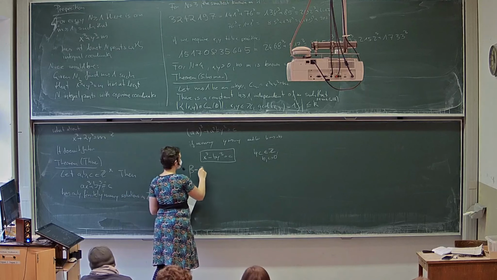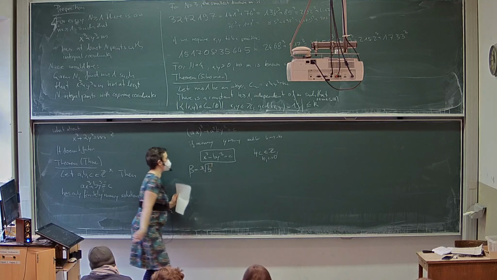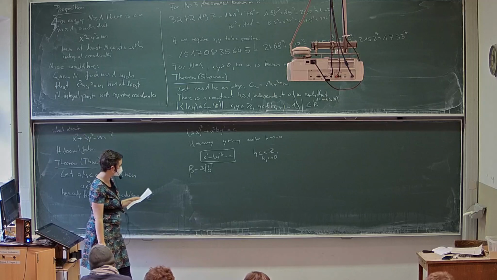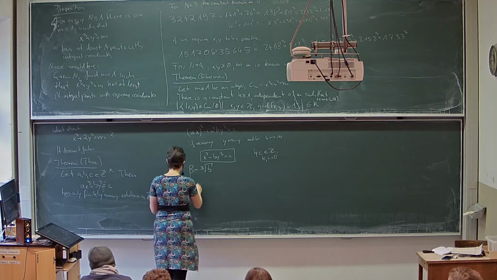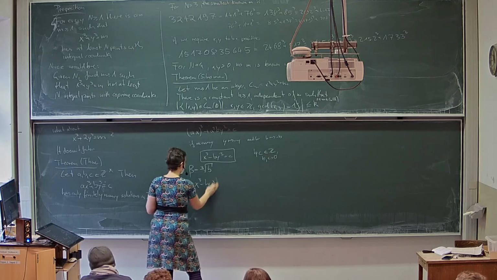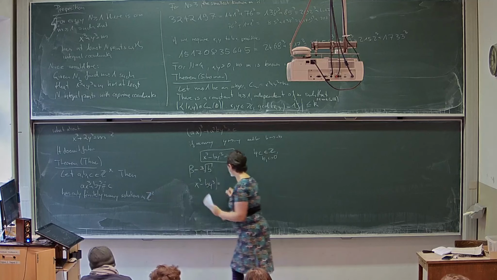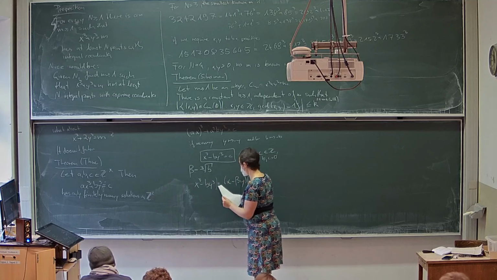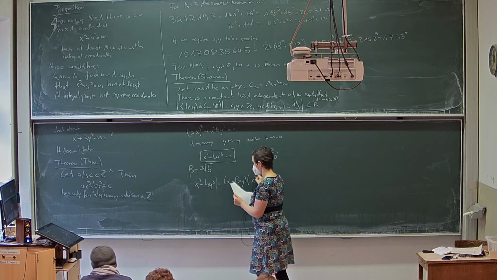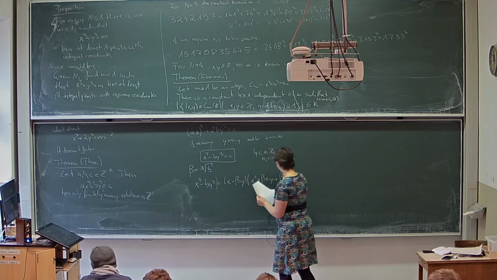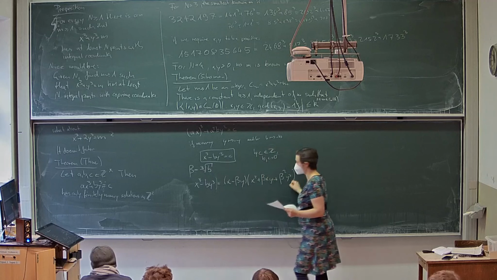We need some number. We call it beta, which is just the cube root of b. And then we can factor this. Then this is just x minus beta y times x squared plus beta x y plus beta squared y squared.